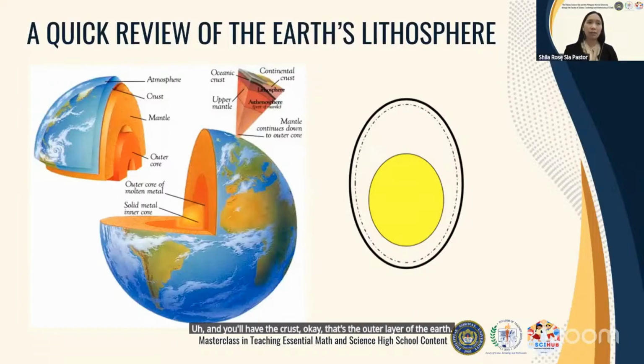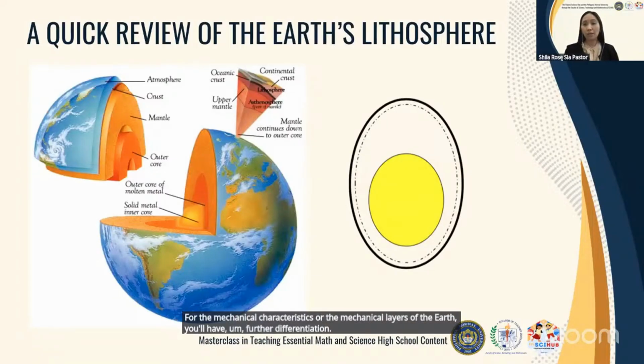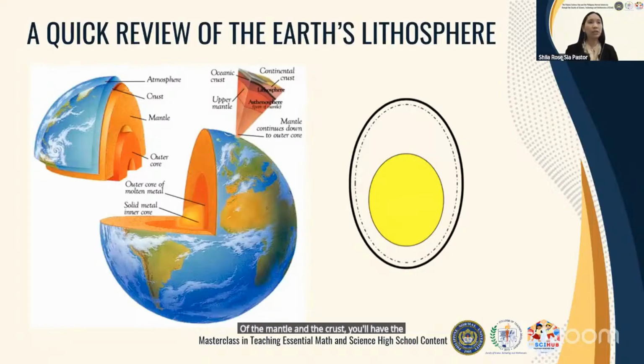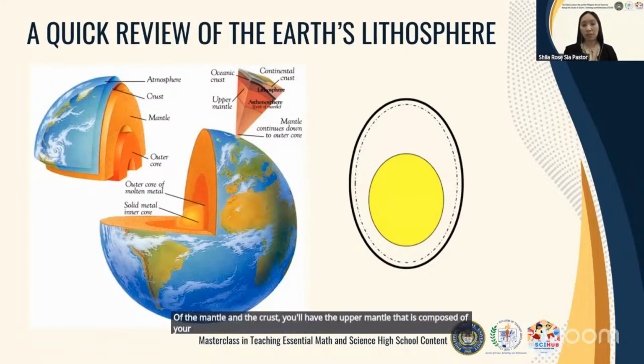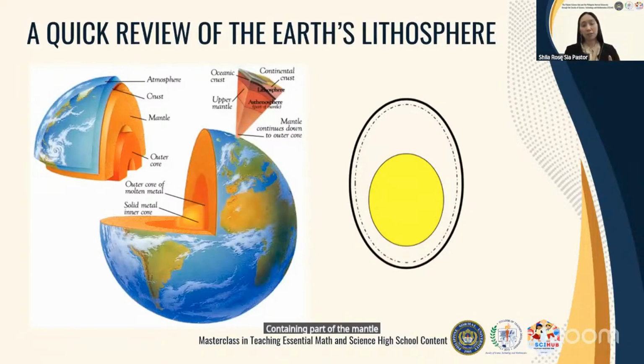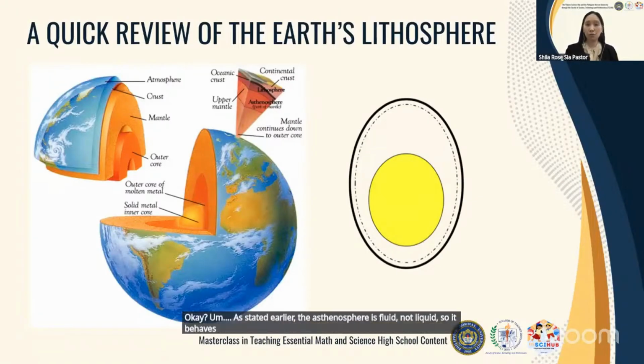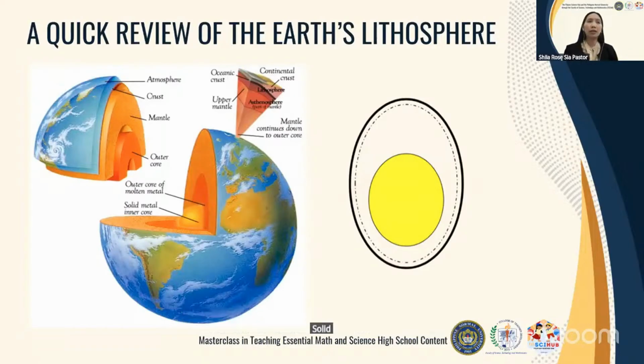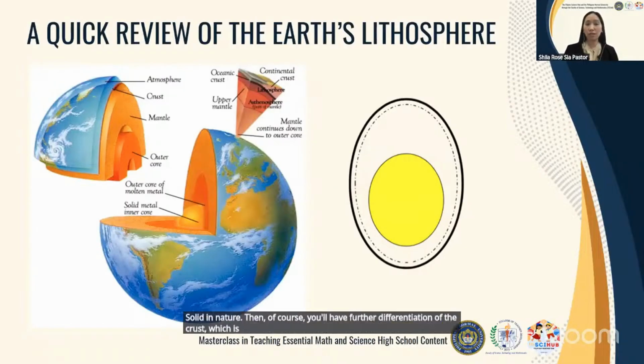For the mechanical layers of the earth, you'll have further differentiation of the mantle and the crust. You'll have the upper mantle that is composed of your asthenosphere, and then you'll have the lithosphere containing part of the mantle and part of the crust. As stated earlier, the asthenosphere is fluid, not liquid, so it behaves like it flows, but it is technically still solid in nature. Then, of course, you'll have further differentiation of the crust, which is oceanic and continental.